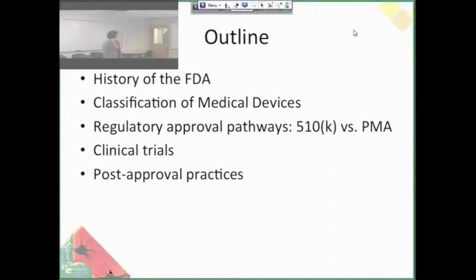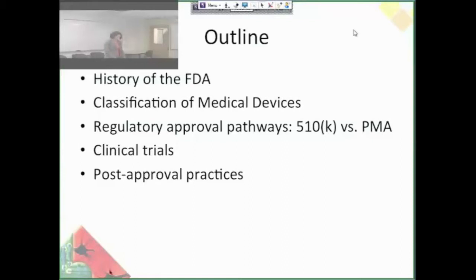So this is what we're going to talk about today. We're going to talk about the history of the FDA, which I think is actually helpful in understanding why there's all the requirements that there are. But most important for the engineer is how medical devices are classified by the FDA and how that determines your regulatory pathway that you have to follow. And we'll talk a little bit about clinical trials and what happens post-approval afterwards.